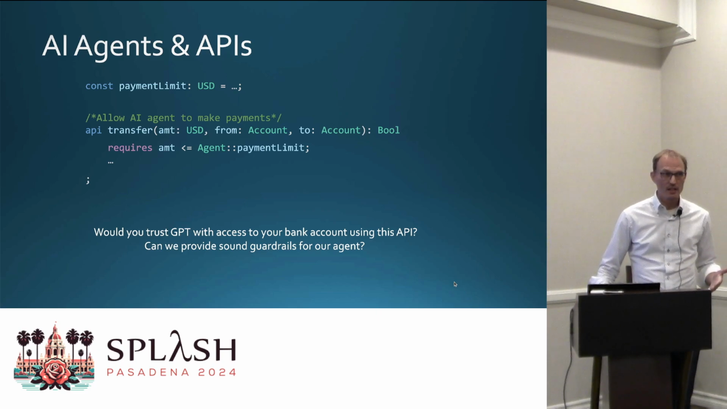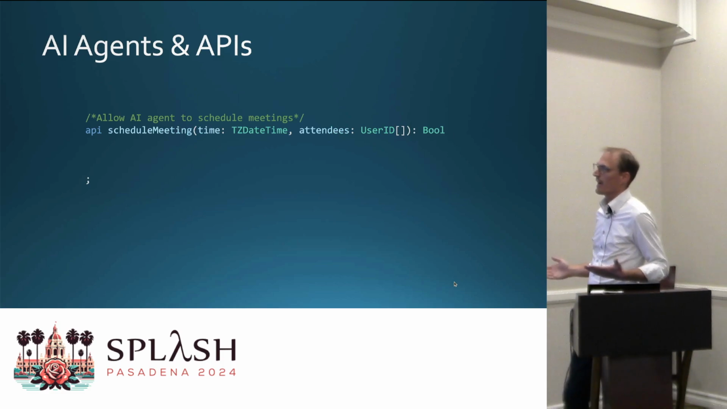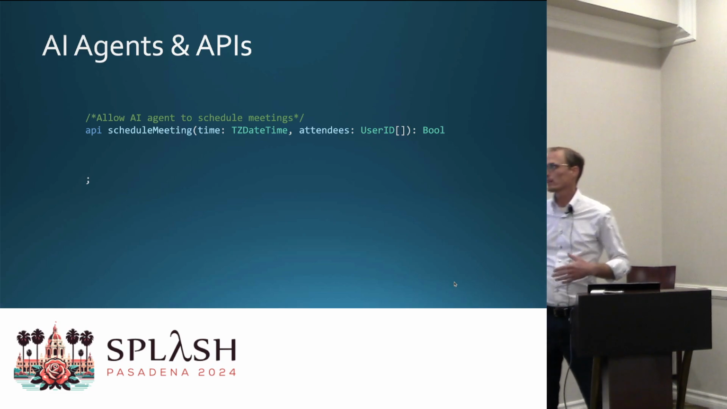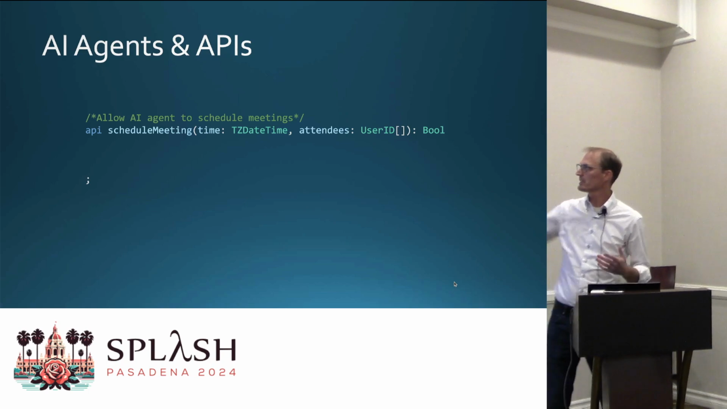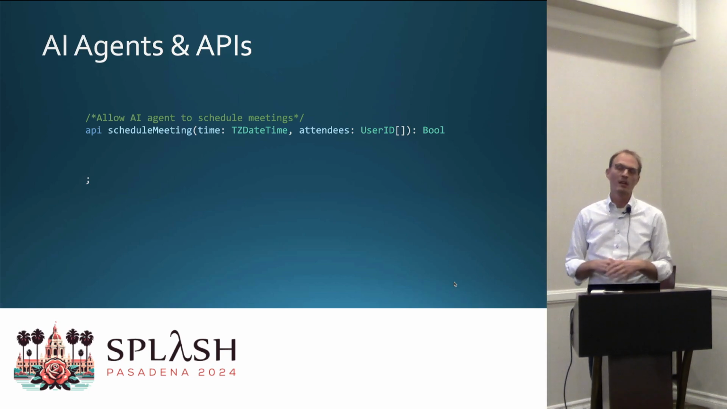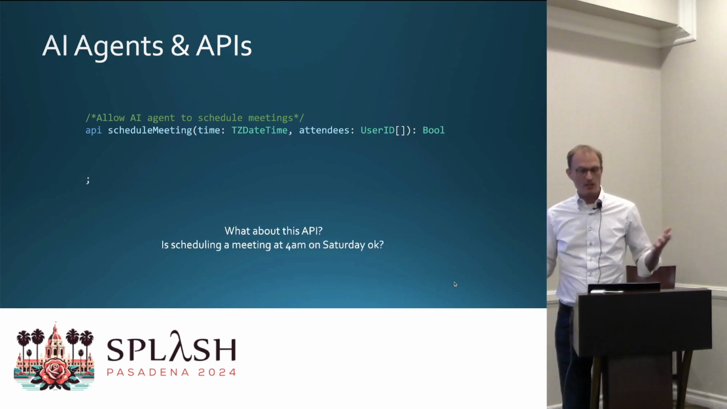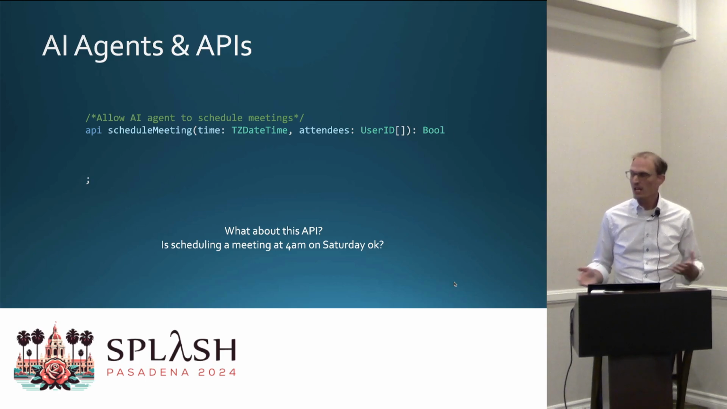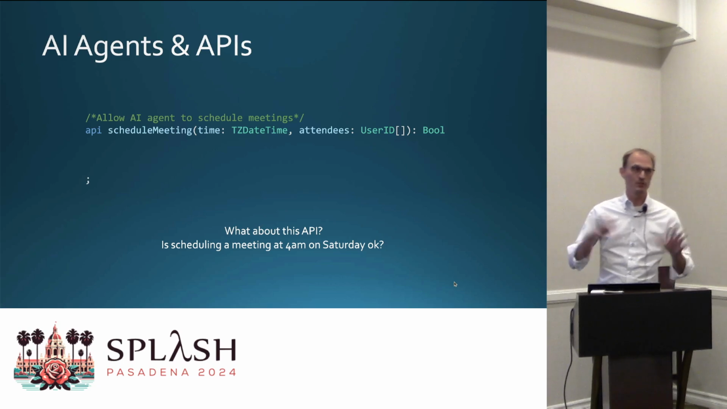Interestingly enough, there are other things you can do. So I might want to allow an AI agent to schedule meetings. So I'll say, you can schedule a meeting on my calendar. You give me a time, you give me a list of attendees. It's all great. Now, in theory, maybe scheduling a meeting at 4 a.m. on Saturday is cool. Maybe that's the right thing for it to do. But in practice, I probably don't want that.